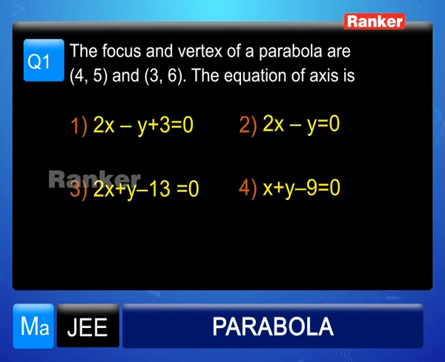Then the equation of the axis is, first option 2x minus y plus 3 equal to 0. Second option 2x minus y equal to 0. Third option 2x plus y minus 13 is equal to 0. And the fourth option x plus y minus 9 is equal to 0.